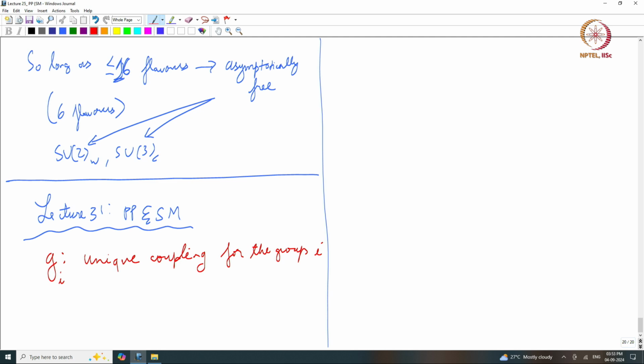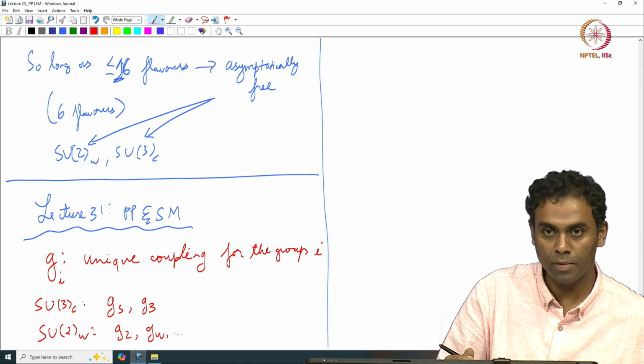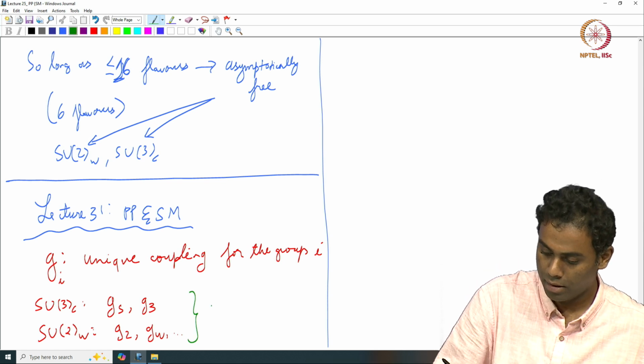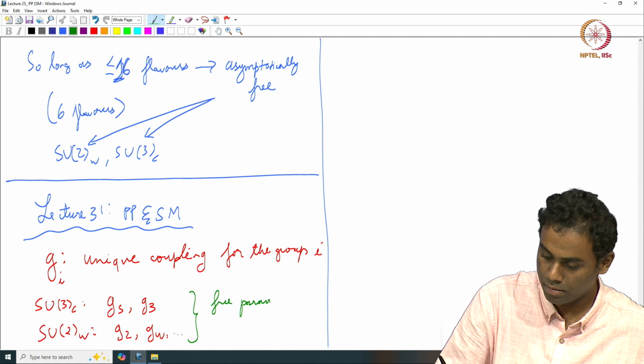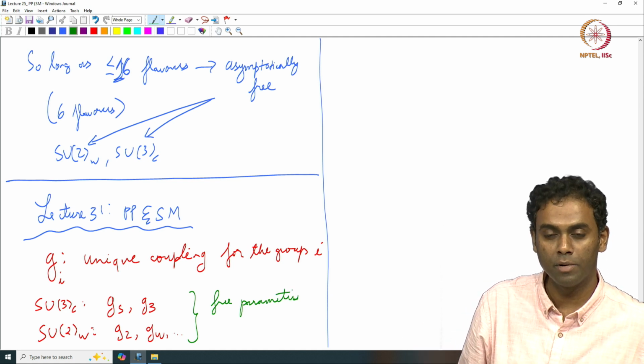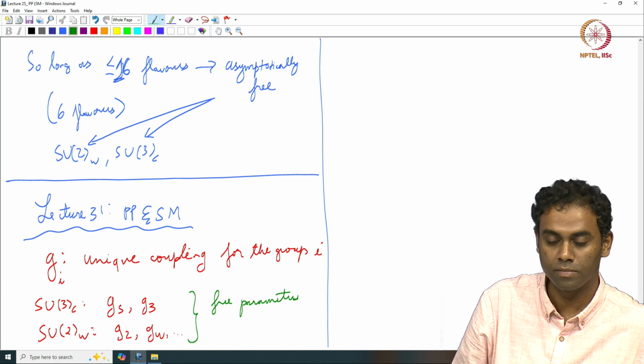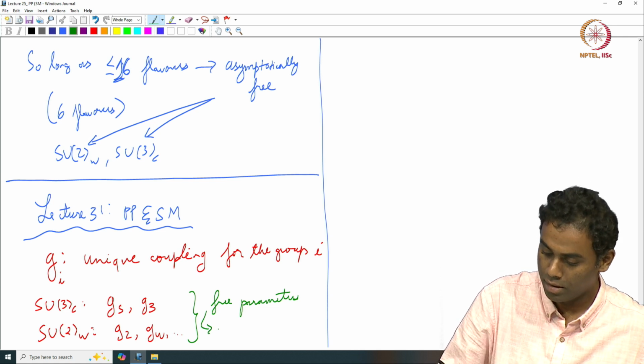Okay. So, for SU(3) color we call it the strong coupling, it is also called G3 sometimes, and for SU(2) W we call it G2, some people call it G_W, g-bar, 2 etc etc. Okay, and this coupling is one of the free parameters of the standard model. There is no way to predict this coupling from first principles. Okay, so this is literally obtained from measurement.